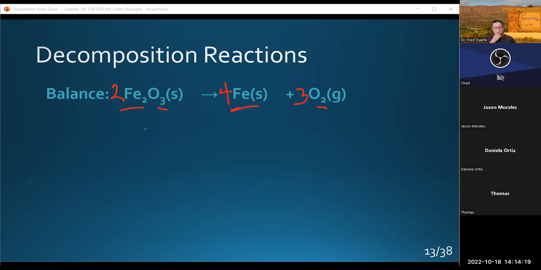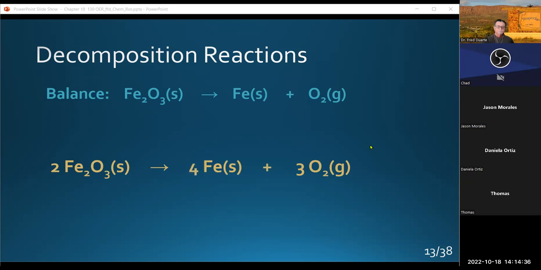Double check. I got 4 irons over here. I got 4 irons on the right side. I got 6 O's on the left and 6 O's on the right. I am balanced. Okay. Yeah, and note the ratios. Okay, the ratios: 2 to 4 for iron(III) oxide to iron, and 2 to 3 for iron(III) oxide to oxygen. Decomposition reaction.